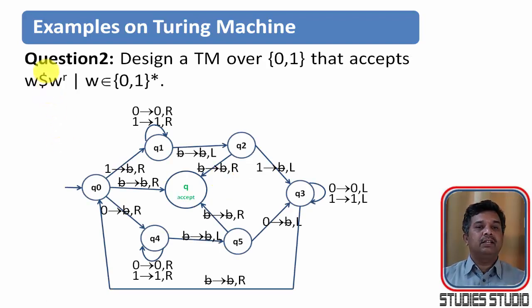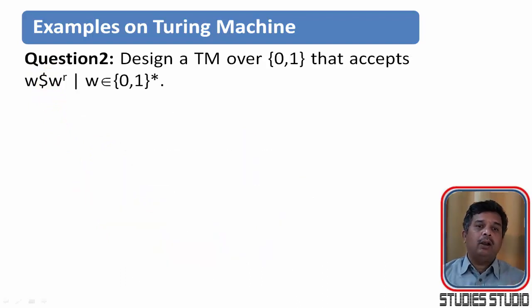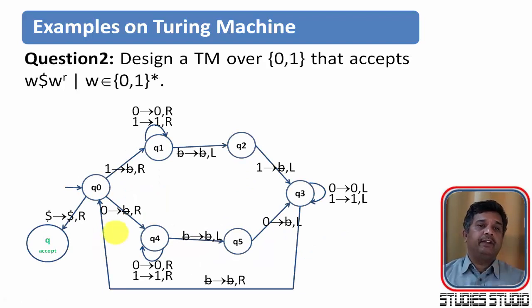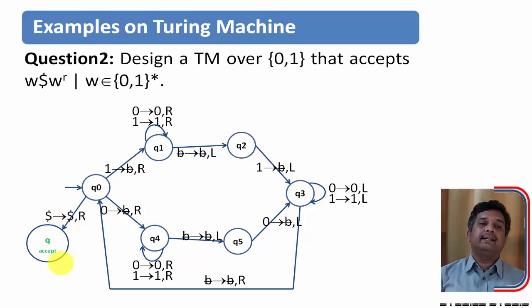In place of this 0 or 1, we need to accept with the $ symbol. So in odd palindrome, a small modification is required. In place of here 0 or 1, we need to have $. So after all the ones and all the 0 match, if the middle symbol is $, we are writing $ onto the tape and we are coming to an accept state.